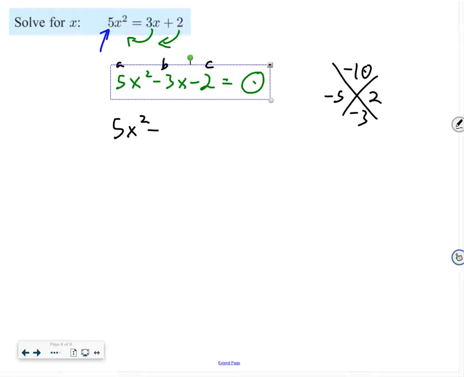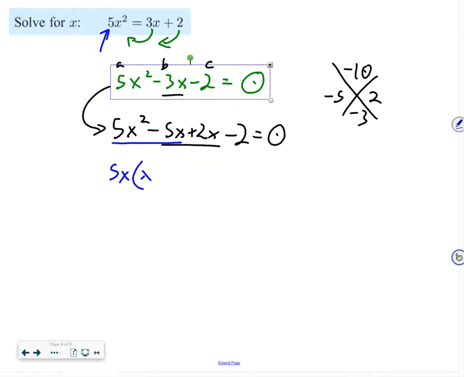5x squared minus 5x plus 2x. I know that this is an equivalent statement to that. The other two are just writing the same, so I know it's equivalent from here to here. First two terms, look for common factors. Well, it's a 5 and an x, so I'm left with an x minus 1. Next two terms, see that a 2 is a common factor, and then I'm left with an x minus 1. Okay, both these terms have an x minus 1, so I factor that out, and I'm left with 5x plus 2.